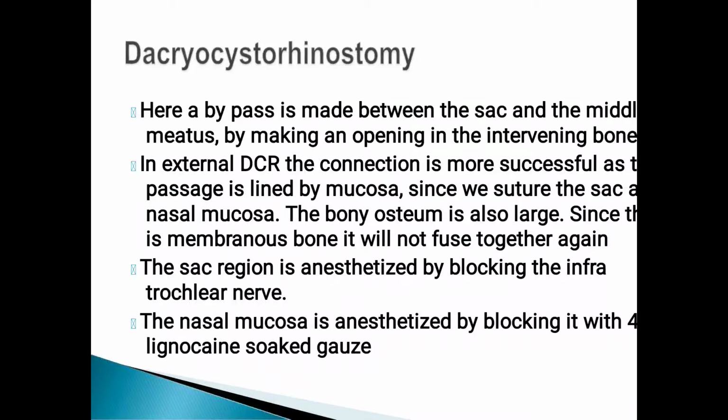So in dacryocystorhinostomy, a bypass is made between the sac and the middle meatus by making an opening in the intervening bones. And there are two types of DCR. External DCR means which we do through the skin, while endonasal DCR means which we do through the nose.